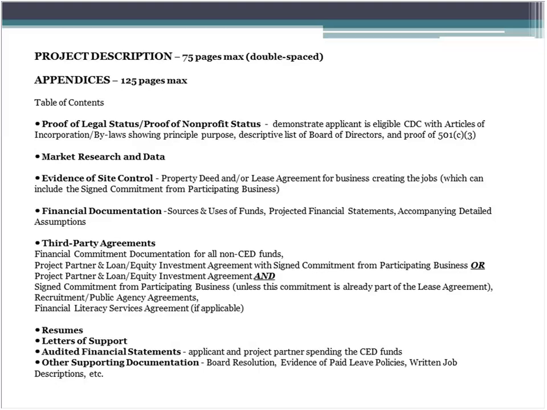But if more than one business is creating the jobs, you're going to have additional site control documents. And for financial documentation, again, assuming one business is creating the jobs, you're going to have sources and uses of funds. You're going to have projected financial statements for the business creating the jobs with accompanying detailed assumptions. And if this is a construction project and you're the developer, then you'd also include the projected financial statements of the development itself to show the feasibility of tenant revenues covering expenses. But again, if more than one business is creating the jobs, you're going to have additional financial documentation here.